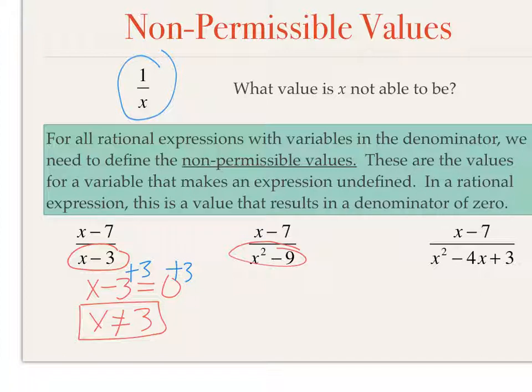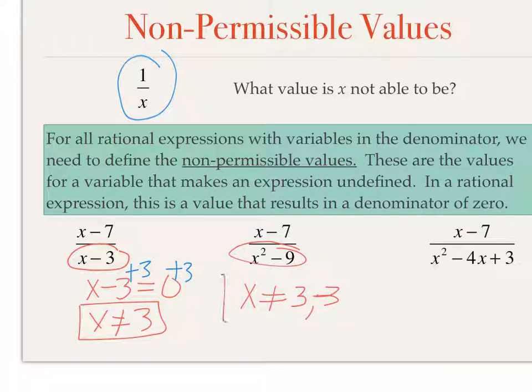So does anyone have an idea? What could I plug into x there that would make the bottom 0? Delaney? 3. 3 again. So 3 is an answer for a non-permissible, but it's not the only answer. Does anyone know the other number that I could plug in for x there that would also make the bottom 0? -3 would also work. Okay, so that is called a difference of squares. And it's something that you sort of just have to memorize.